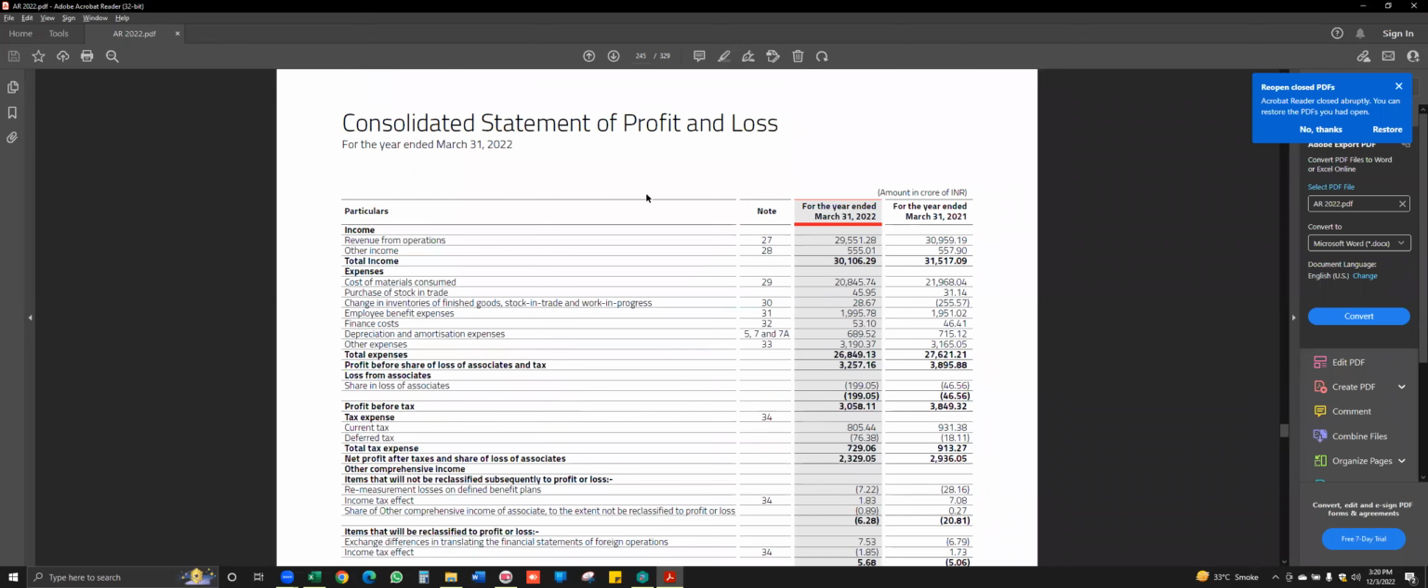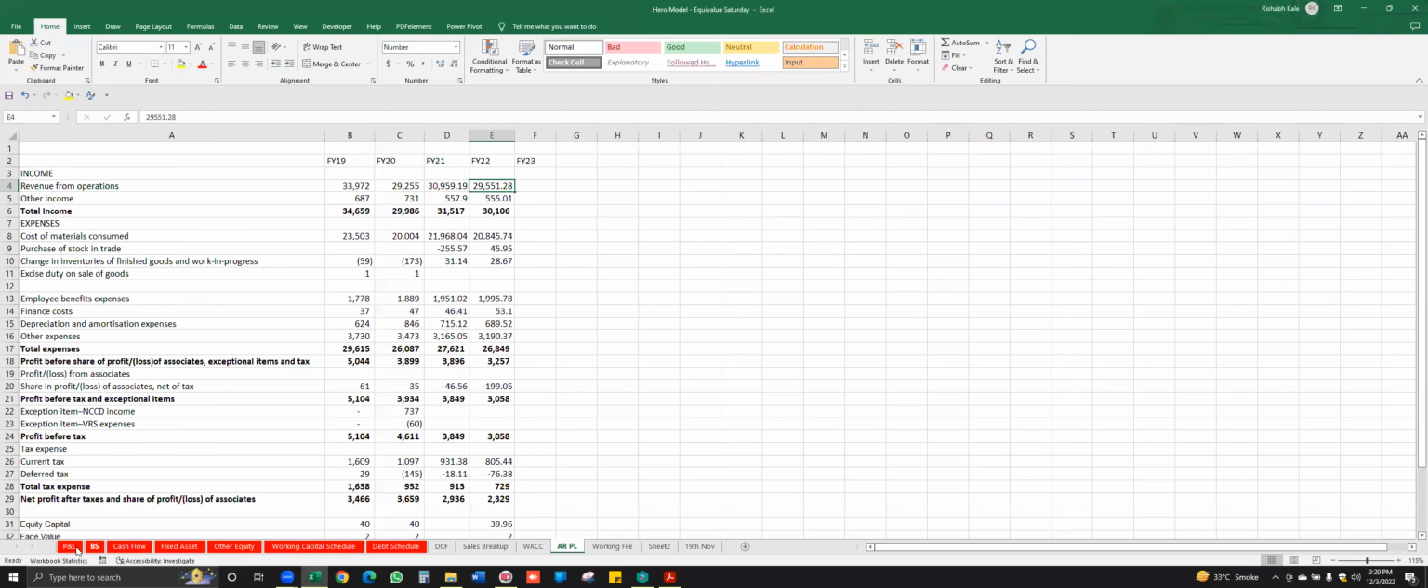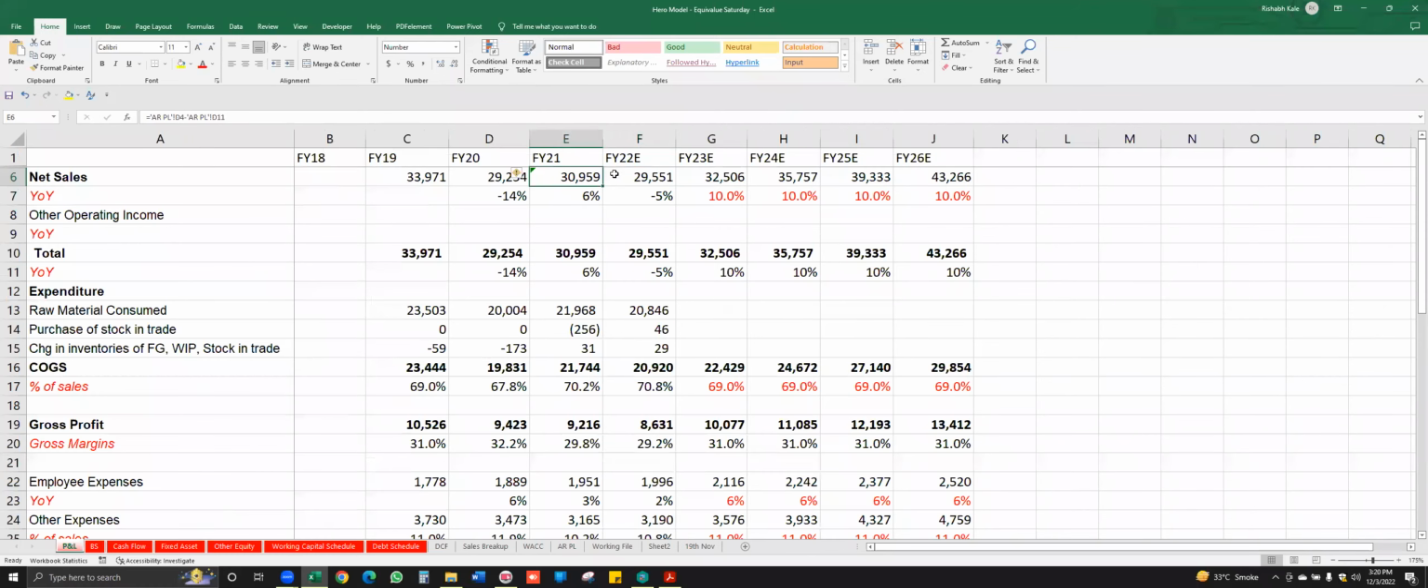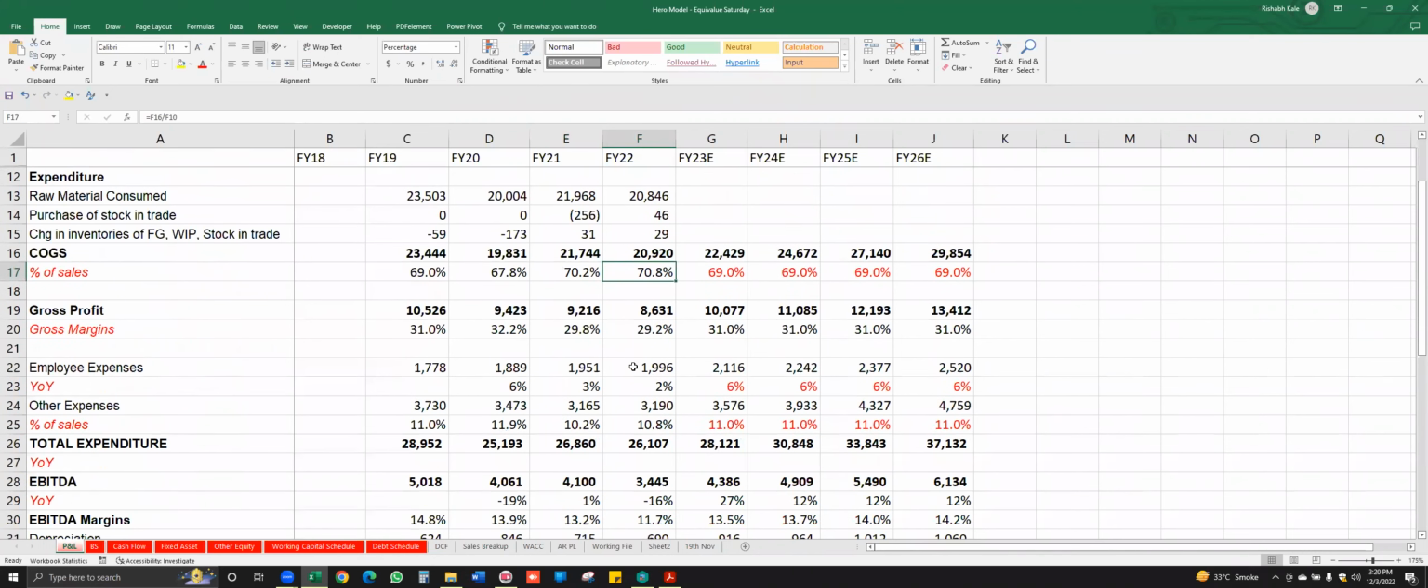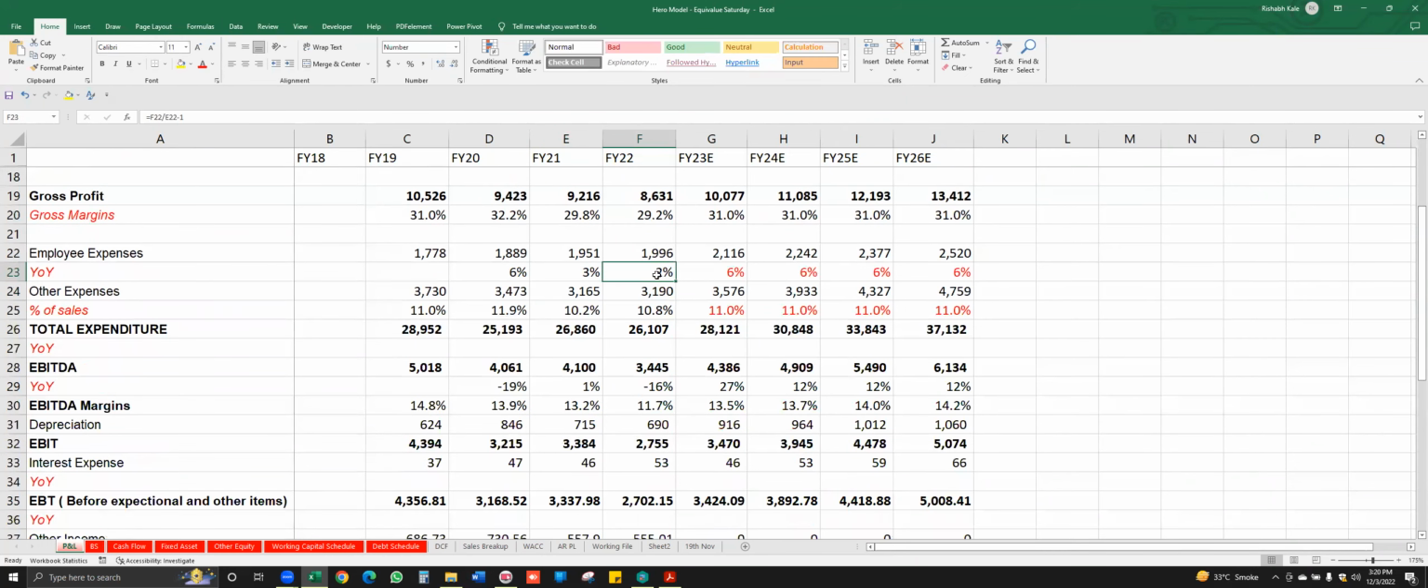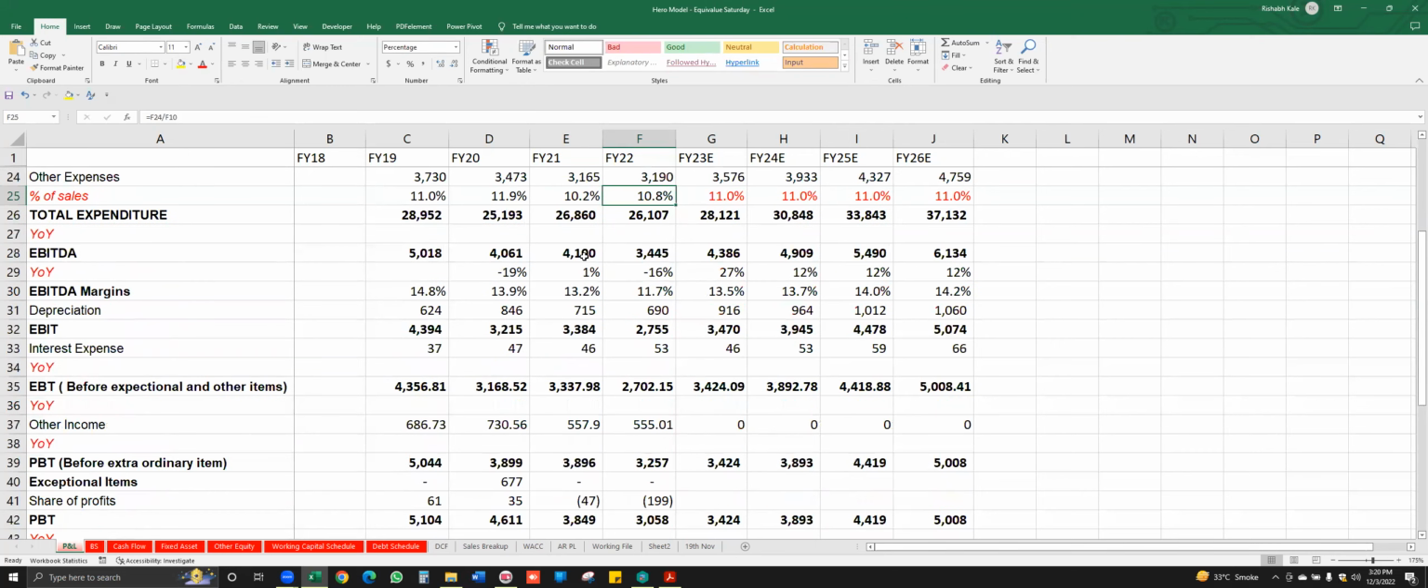21 became 20. So automatically from here, this figure, you don't get any information. But when I put it into a format, I get the numbers as it is. My net sales have declined. My cost of sales have increased. No, this is not assumption, this is actual. The cost of sales have increased. My gross profit has declined. Employee expenses have increased by 2%. Other expenses are 10.8%. All I got with just one click.